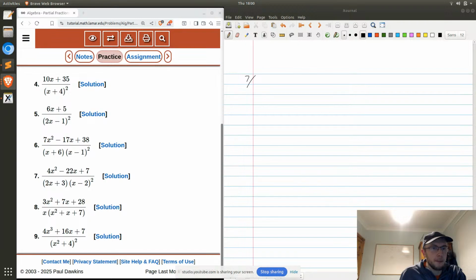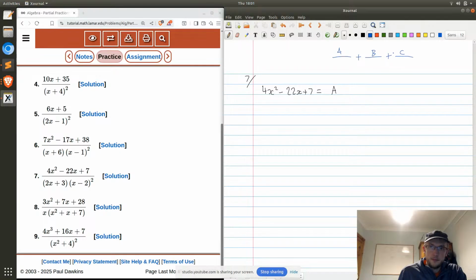The 7th problem. I guess it has the same format as problem 6, but is there any difference I detect? Not so much. I think it's essentially the same, but I might get tripped up. Who knows? All right, so I'm visualizing what I did earlier. And what is it over? 2x plus 3, x take 2, and x take 2 all squared.